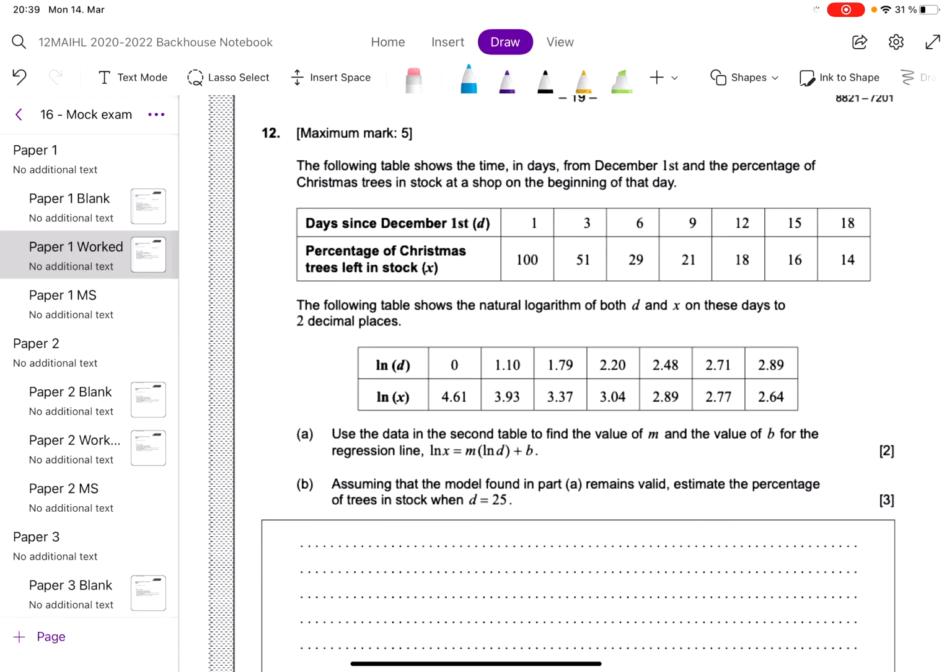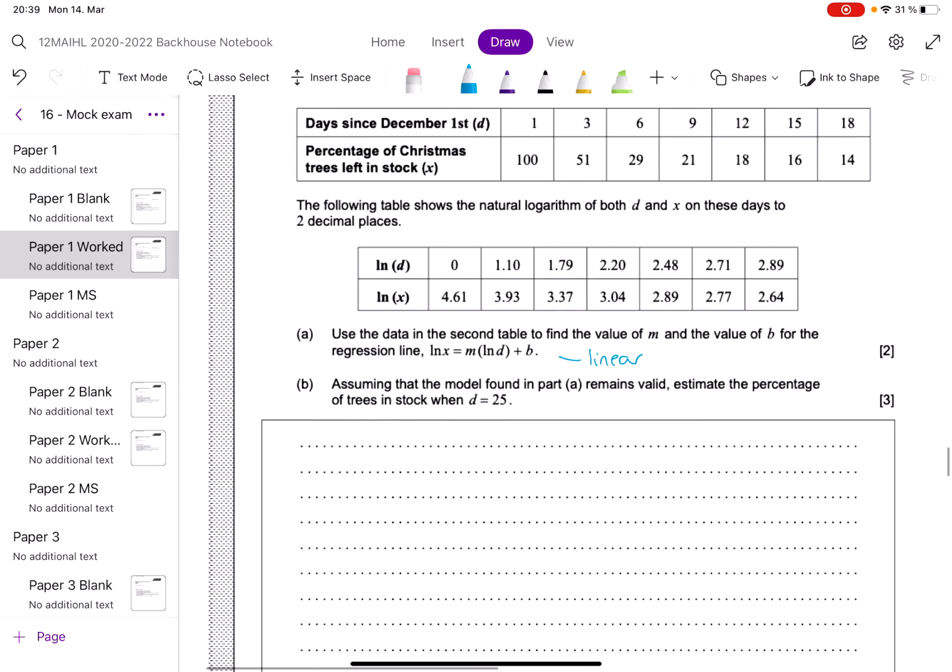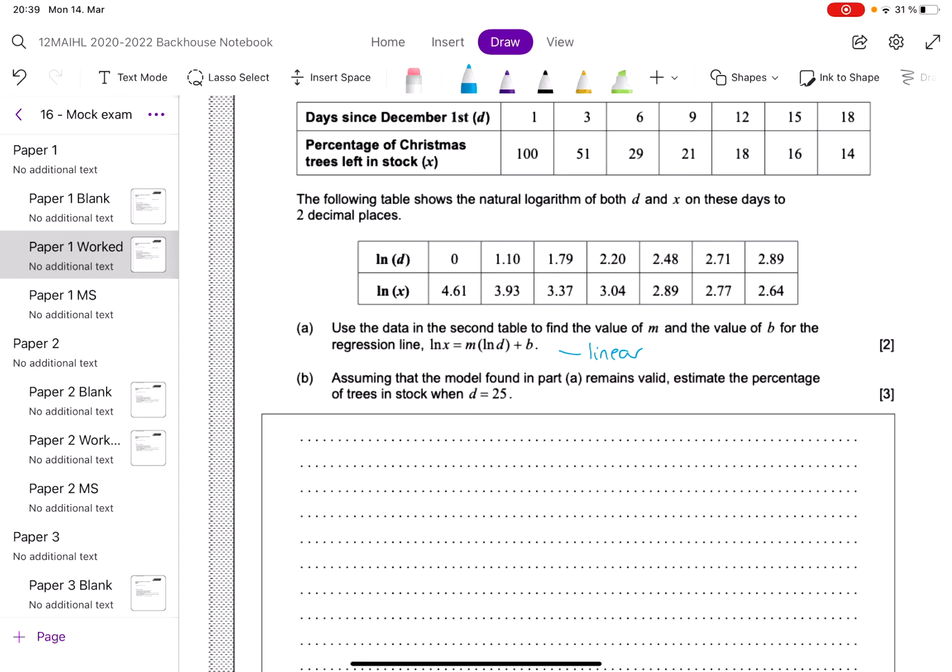Right, this regression line, if we look at it, we've got our variable equals M times our variable plus B. This is linear. We are linearizing our data. So we need to use the linear regression function on our calculator. I think a few people just tried taking a couple of coordinate pairs and finding straight lines between them. It says in the question to do regression.